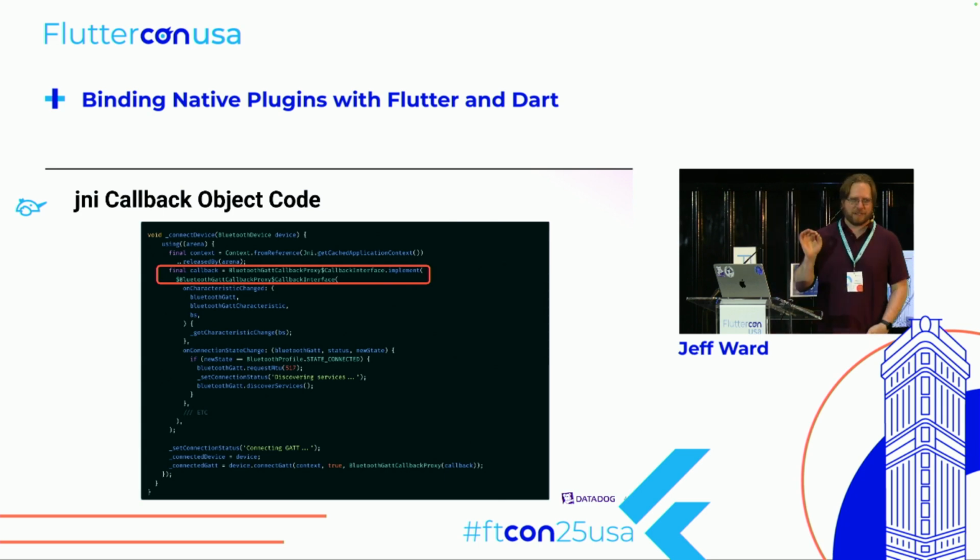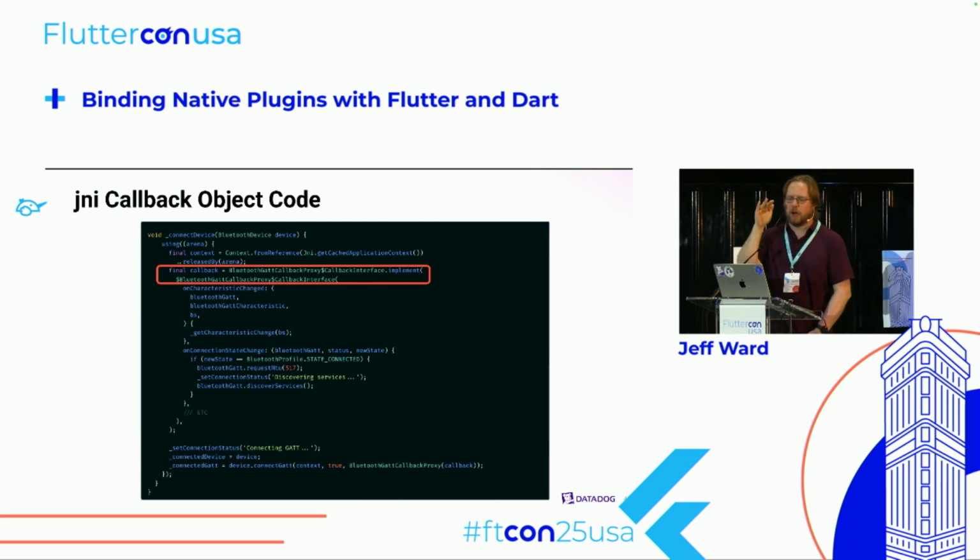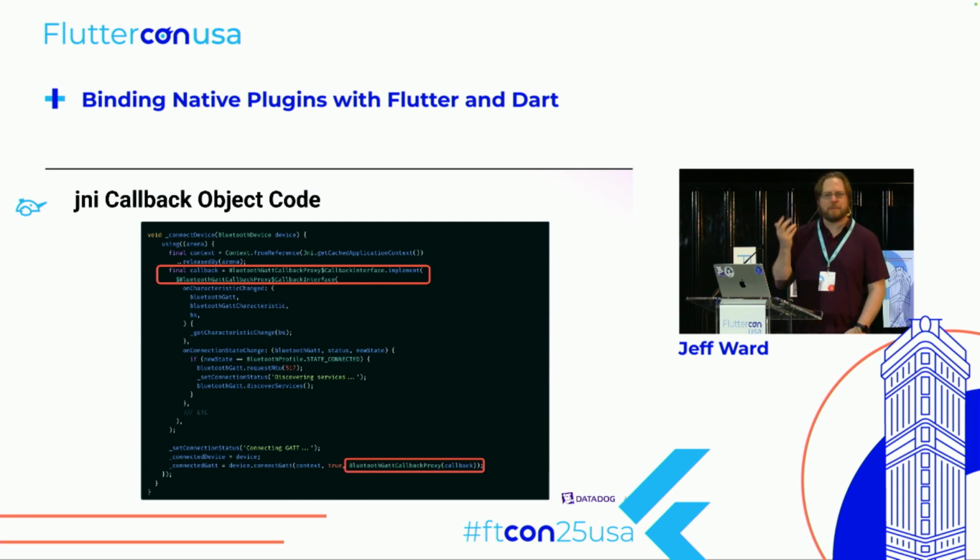All those $ signs are internal classes. So we have that internal callback interface, the proxy, that we're going to call .implement on, and create one. And we're going to fill in all of the callbacks that we want, in this case, on characteristic change, things like that. And then we just create it with our callback object and send it into actual JNI code.